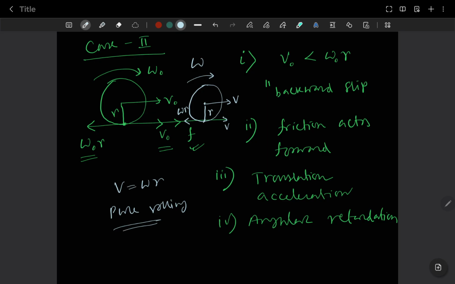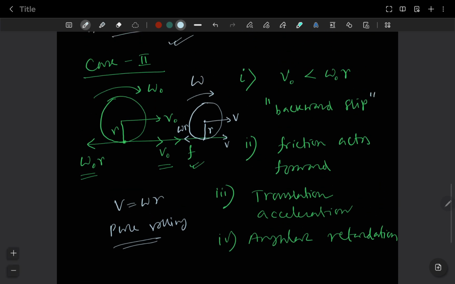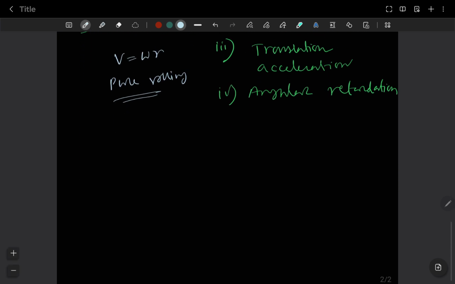Okay, so the first case was attaining pure rolling from a forward slip, and the second case is attaining pure rolling from a backward slip motion. Okay, clear? Okay, so how to approach rolling numericals? Rolling motion numericals.